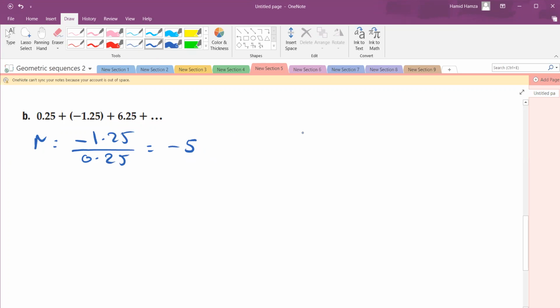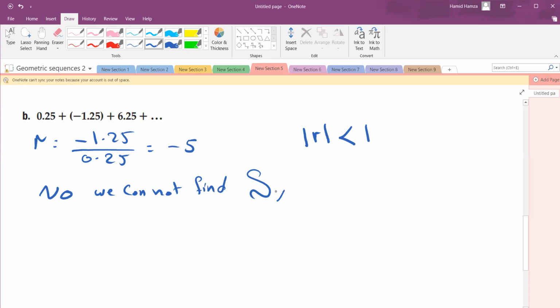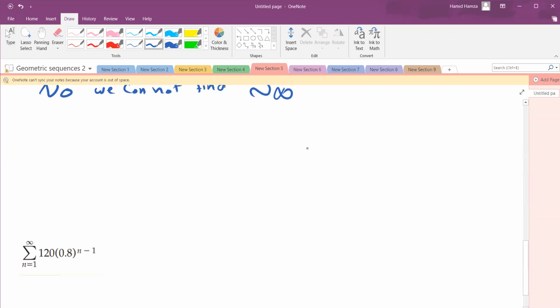So can we find the sum to infinity? No, we can't, because the absolute value of R is not less than 1. The absolute value of negative 5 is 5, and 5 is not less than 1, it's greater than 1. So the condition is not satisfied. We cannot find the sum to infinity, because the absolute value of the common ratio is greater than 1.